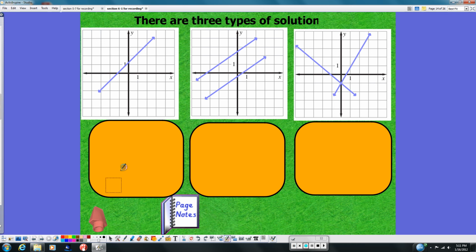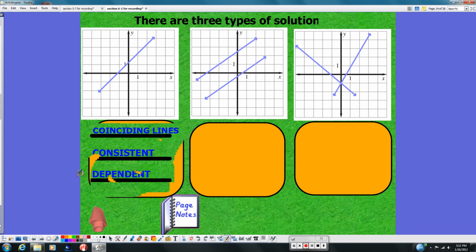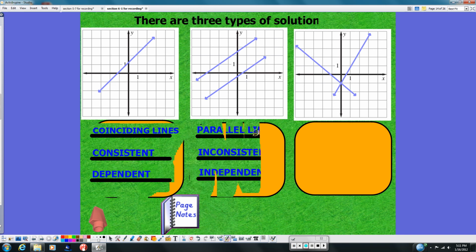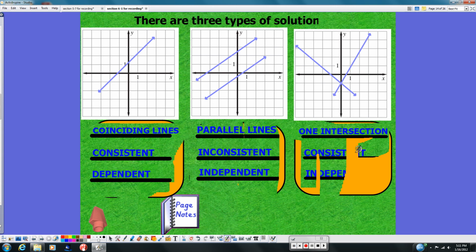Again, let's take a look here. This one would have one solution. There are some other things that we should know about this. They are called coinciding lines. It's consistent and dependent. There's some other vocabulary that goes along with these. These are parallel lines. They are inconsistent and independent. And the last ones, this has one intersection, it's consistent, and it's independent. We're going to focus just on how many solutions that we have, but these are some vocabulary words that you should be familiar with.